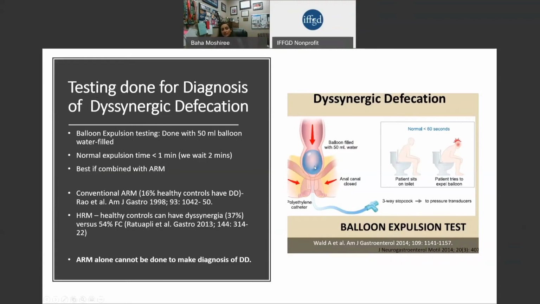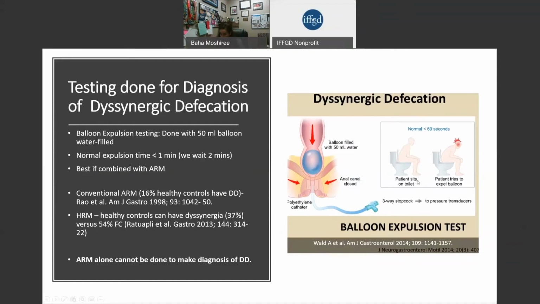When we diagnose patients with dyssynergic defecation, we use this 50 ml water-filled balloon, and it's depicted here. It goes in, with a polyethylene catheter attached. We go past the puborectalis muscle, which goes around like a sling around the rectum and allows us to have continence so we don't poop on ourselves. Then we see if the patient is able to expel this 50 cc balloon in the 2 minutes they're given.